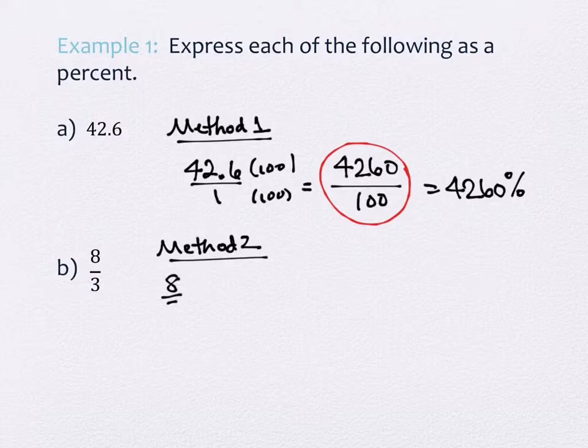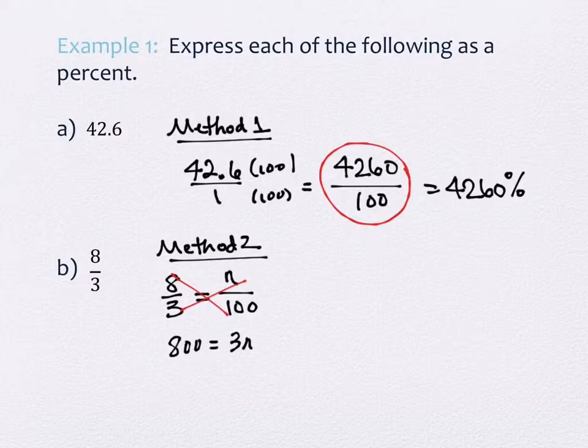Method 2 takes the value I'm given and sets it equal to n over 100 and solves a proportion. So I would end up getting 800 equals 3n. And then what? Yeah, I would divide by 3. And for what we're working with at this point, grab your calculator, I'm fine with that. What is 800 divided by 3? No rounding. What'd you get? And it's percent, right, Summer?